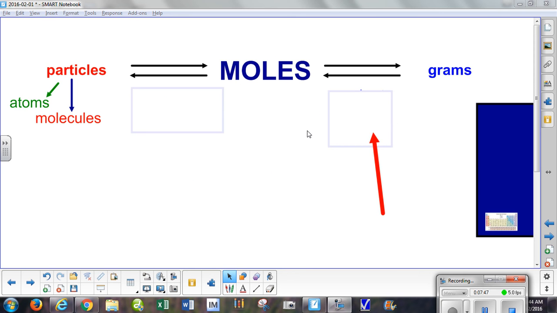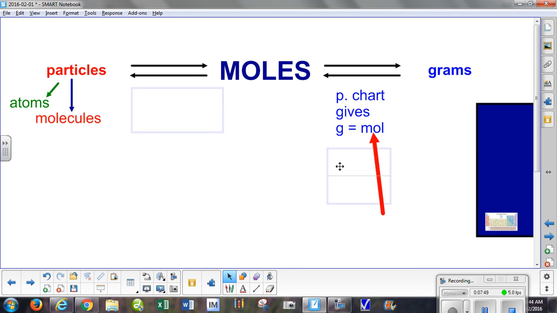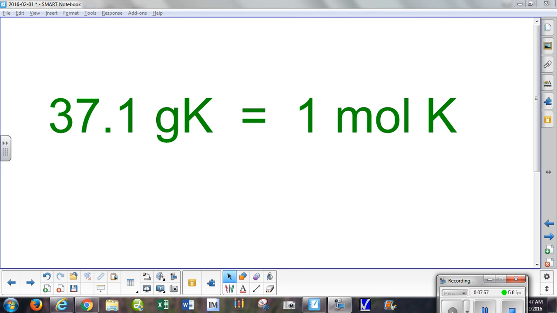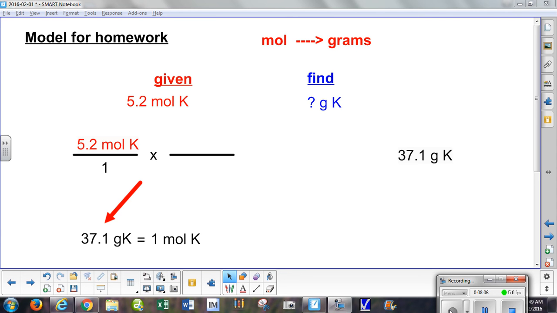That's what we had back in this slide under the box. The periodic chart gives us the grams per mole. So now we know that 37.1 grams of potassium is equal to 1 mole. From that, we make a fraction. So right now, I would like you to make that next fraction. This is your equality. Make the fraction that you think there should be in the next step. And turn off your video right now and try it on your own.